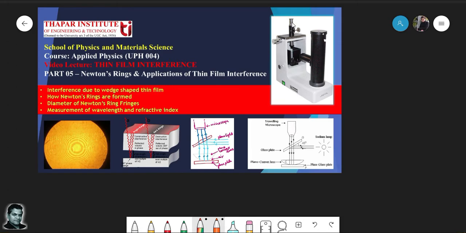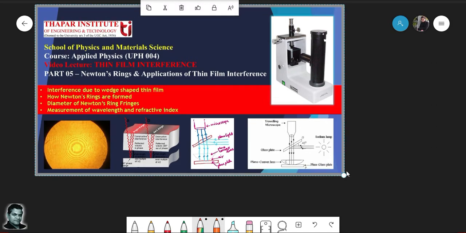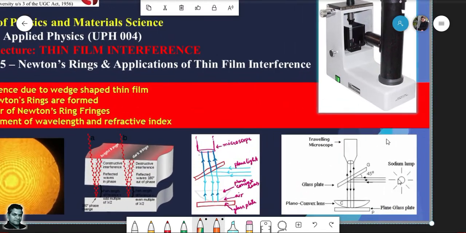Here is an actual snapshot of a Newton's ring setup. This is the sodium lamp. From here, the light goes into this setup, and this plano convex lens setup is right here. This is the glass plate. If I could enlarge it, probably it would be better.